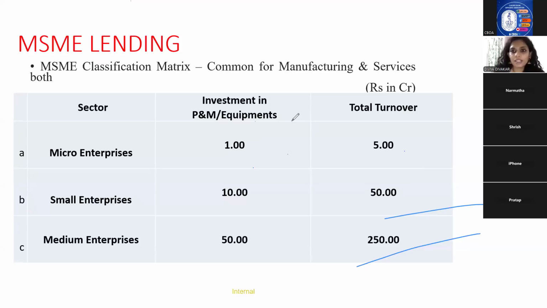For the turnover, to remember it, think of it as a multiple of 5. 1 into 5, 5. Same like 10 into 5, 50. 50 into 5, 250. That is how we can easily remember. This is about the MSME classification.